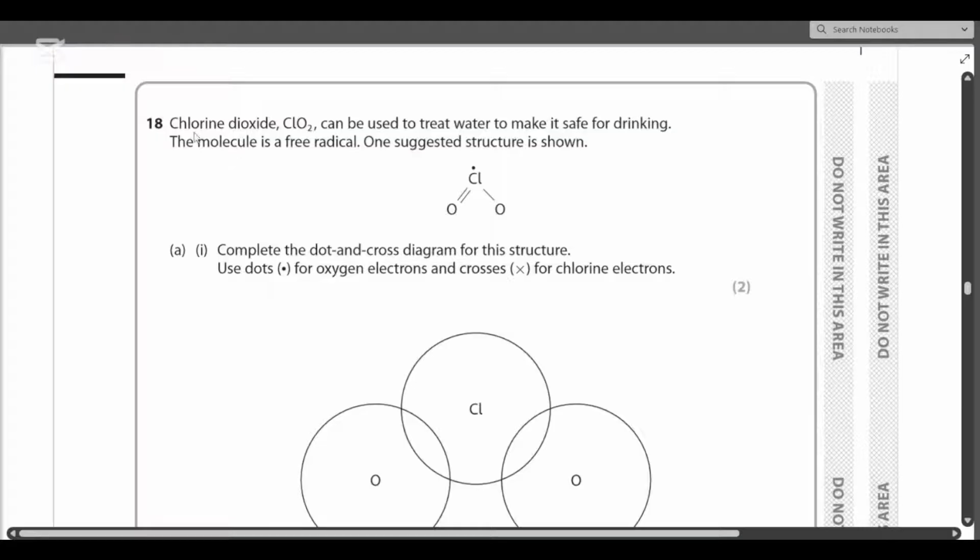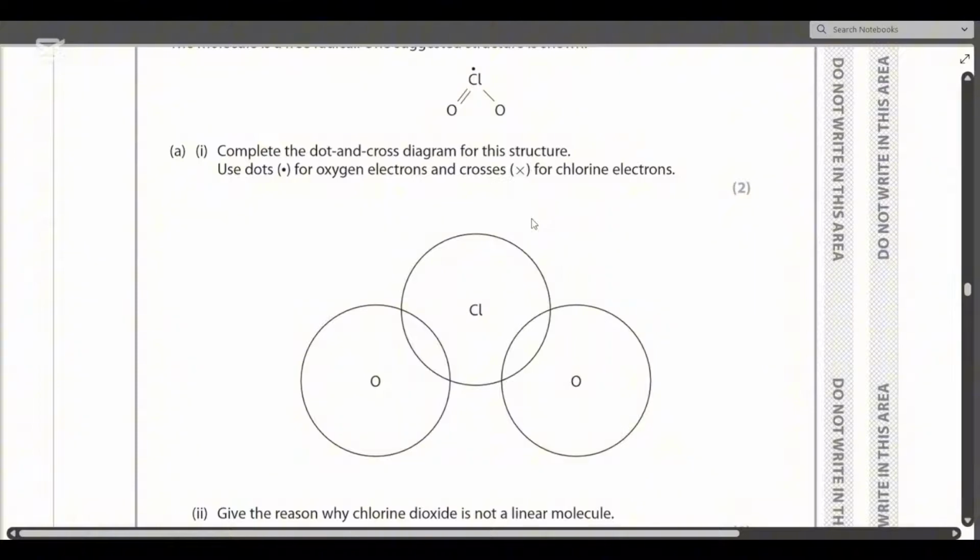Next up, they say number 18, that chlorine dioxide can be used to treat water to make it safe for drinking. The molecule is a free radical. One suggested structure is shown. This is it. Complete the dot and cross diagram for the structure. Use dots for oxygen electrons and crosses for the chlorine atoms.